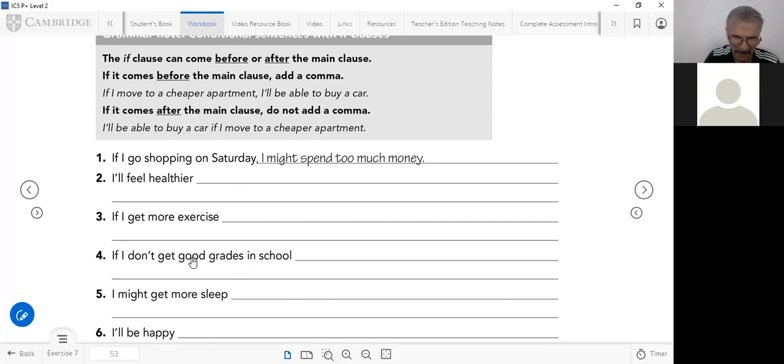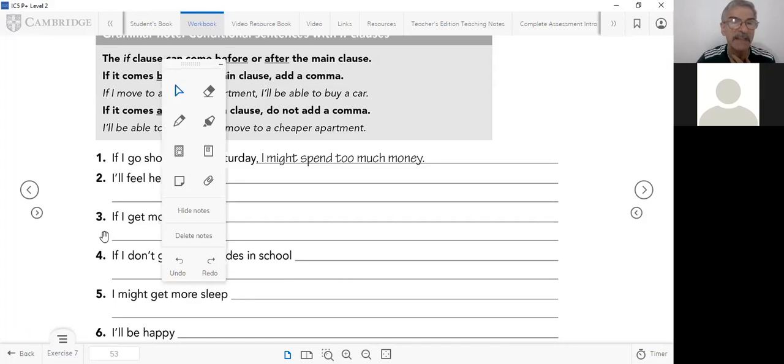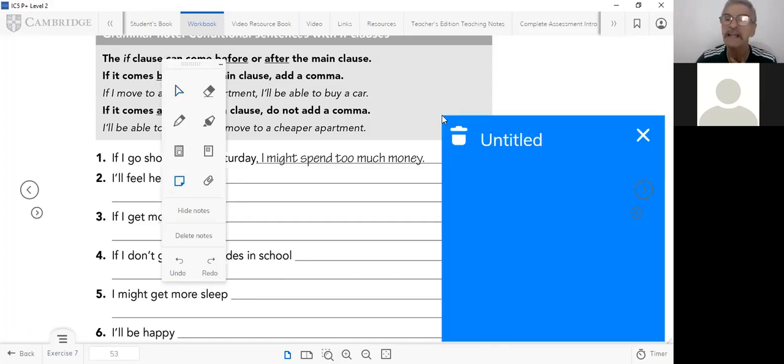If I don't get good grades in school, my parents are going to fight with me, or scold you? Punish you? No, like they, okay, my fathers will be upset. Upset. You understand upset? I'm going to write it down.